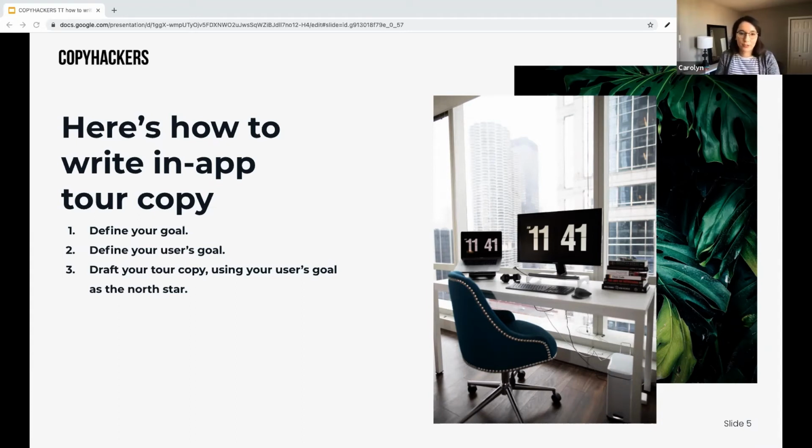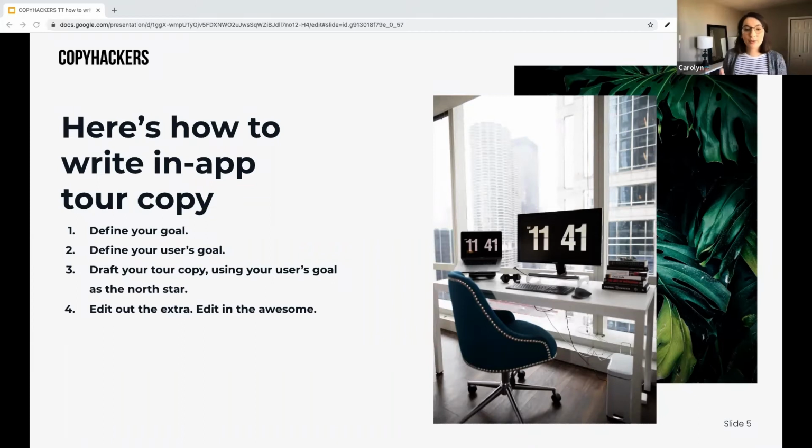Finally, after you've drafted your tour copy, you will edit out the extra and edit in the awesome. If you're in copy school already, there are plenty of techniques to draw on, especially the U rule, the one idea per sentence rule, and of course, the 7 sweeps.